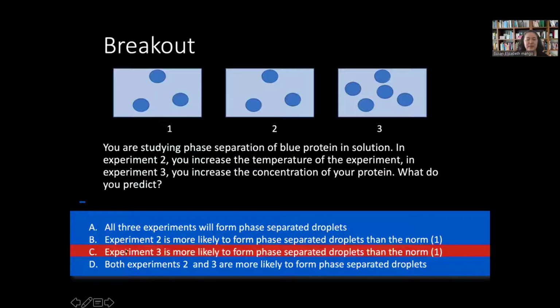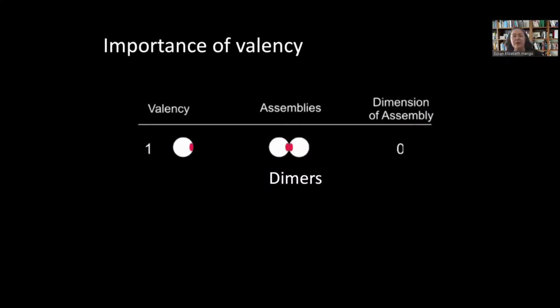So based on that, we would say C. As you raise the concentration, you're more likely to get separated phase droplets of your protein out of solution. In the other state, you're less likely because you've increased the temperature, your chi value goes down, and your molecules are less likely to interact. Does that make sense to people? Questions? All right, let's move on then.